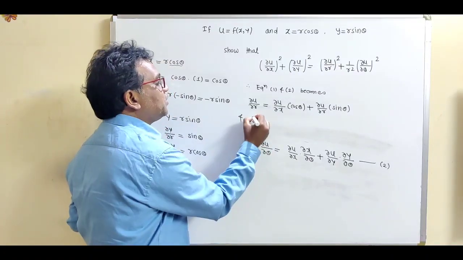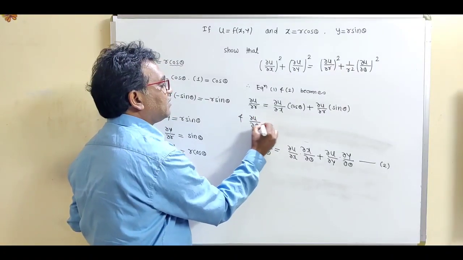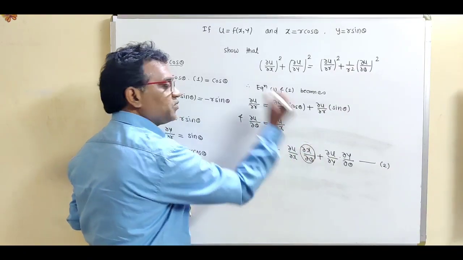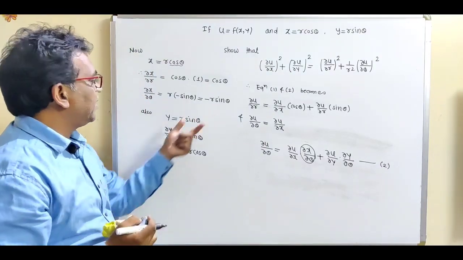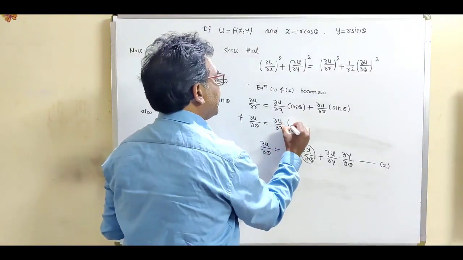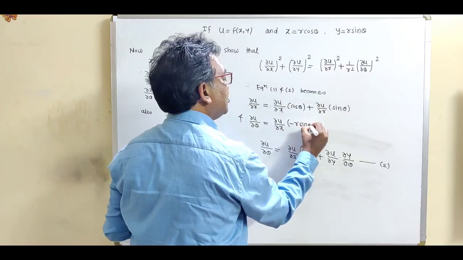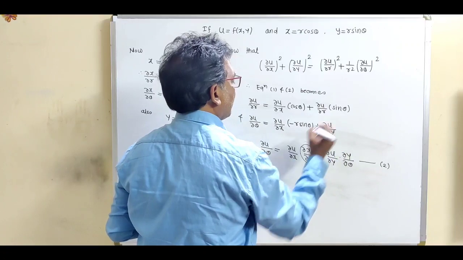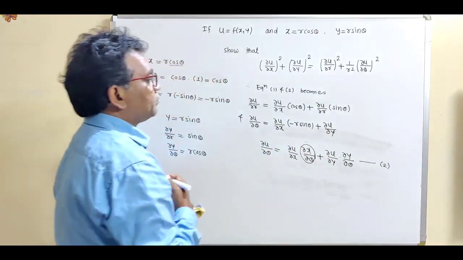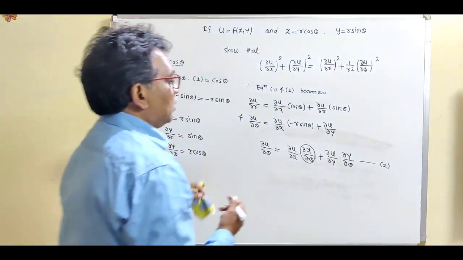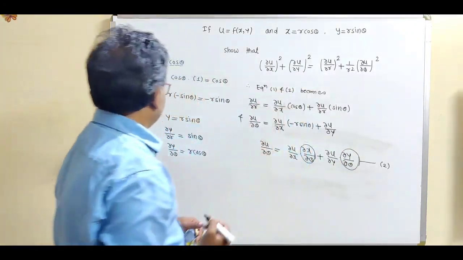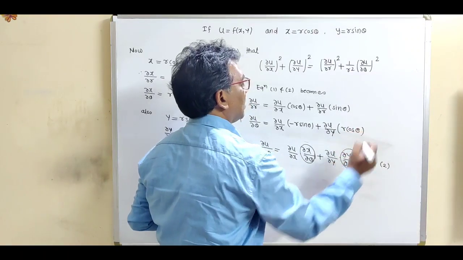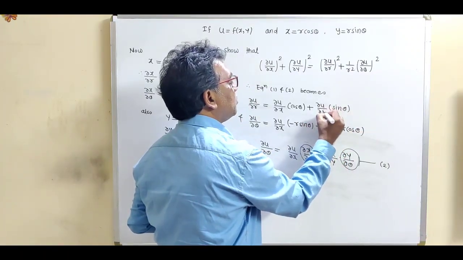Now write down this equation 2. This is del u by del theta, this is equal to del u by del x, and put this value, del x by del theta, this is given as minus r sin theta, plus del u by del y, and put this value, del y by del theta, this is given by r cos theta.